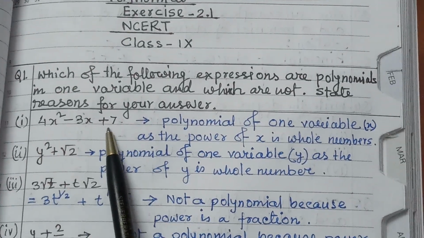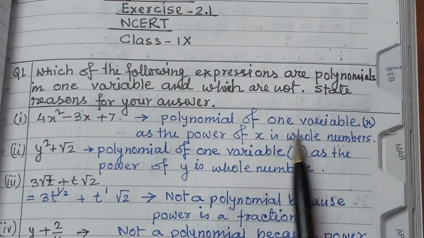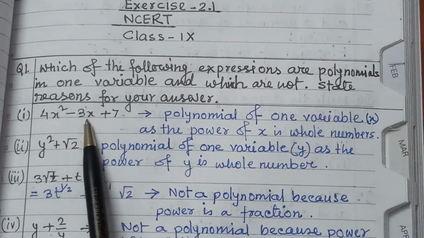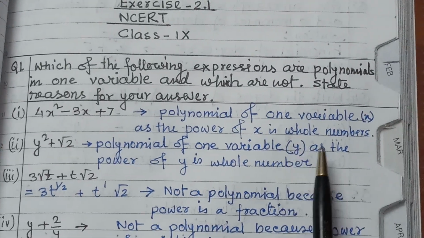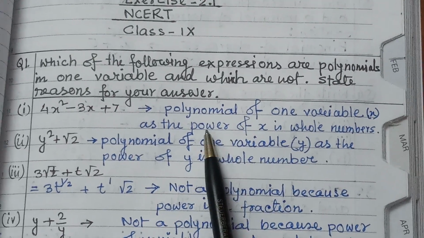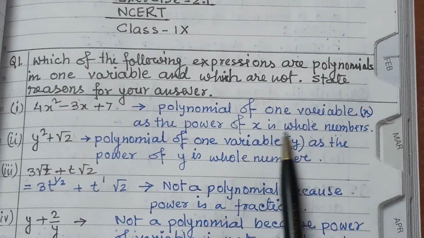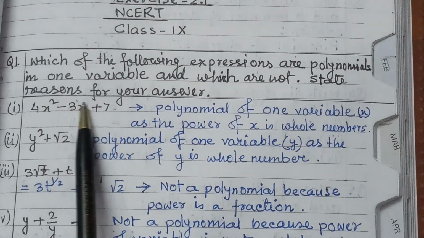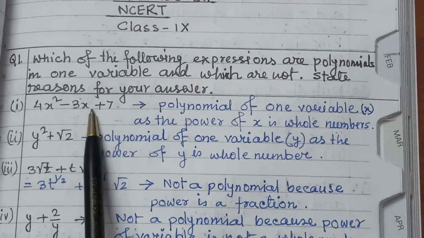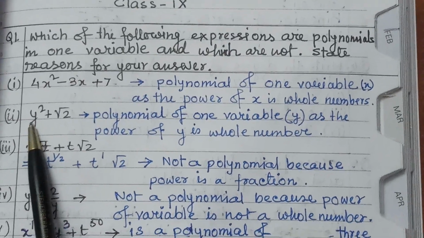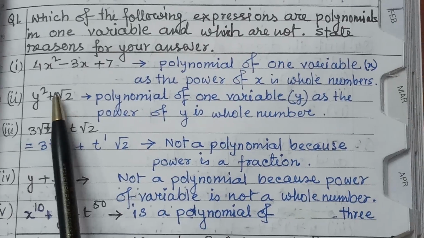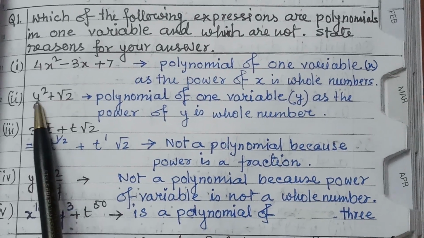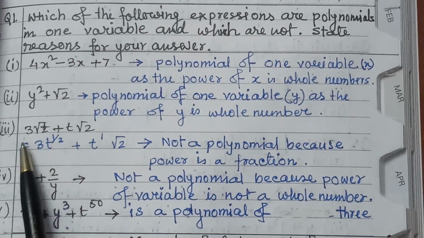4x square minus 3x plus 7. Polynomial of one variable, only x is there as the variable. So, one variable, and the power of x is a whole number. It is 2, 1 and 0, whole numbers. So, it is a polynomial. Same, it is y to the power 2 and y to the power 0. So, it is also a polynomial.